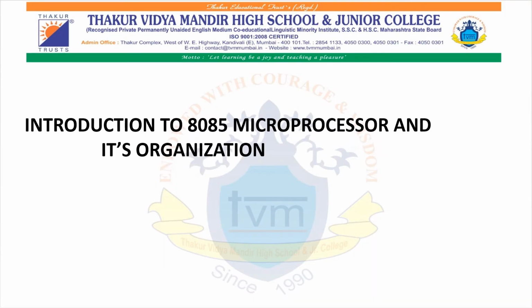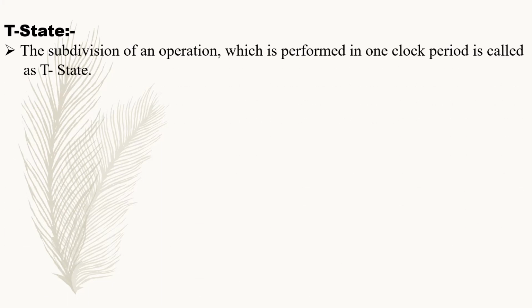We are going to continue with Unit 1, that is Introduction to 8085 microprocessor and its organization. Today we are going to learn a new concept. Firstly, let us speak about T-state. The subdivision of an operation which is performed in one clock period is called as T-state.